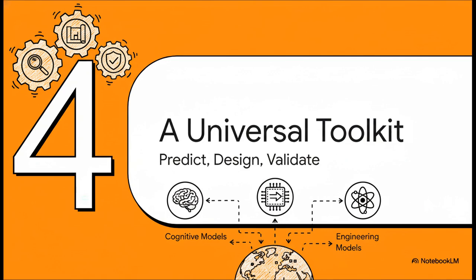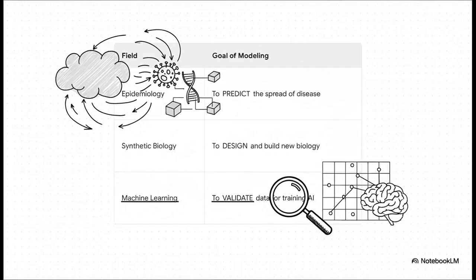So let's just pull all of this together. We've looked at 3 totally different fields, but they're all using models in these really sophisticated ways. It's like having this universal toolkit for making sense of the world. So when you boil it all down, we saw how in epidemiology, the goal of modeling is to predict the future. In synthetic biology, it's to design a new reality. And in machine learning, it can be used to validate that the data we're using is actually sound. Predict, design, and validate. Those are 3 incredibly powerful things to be able to do.